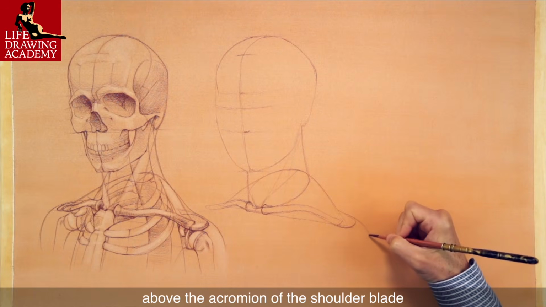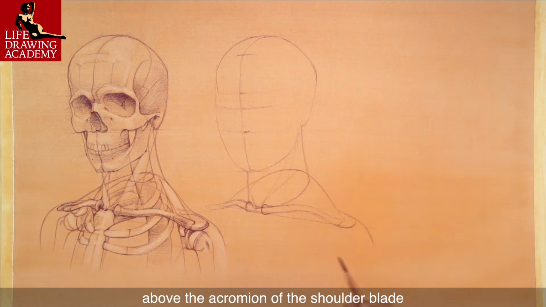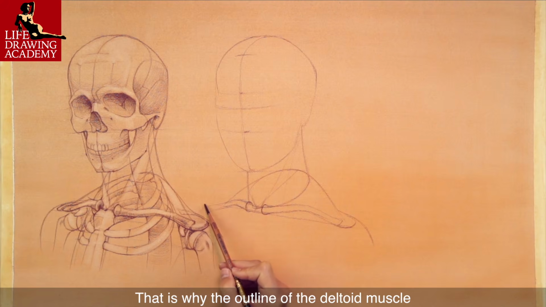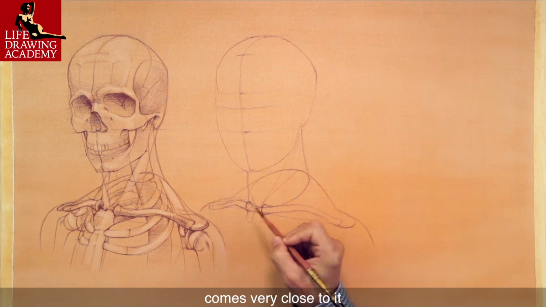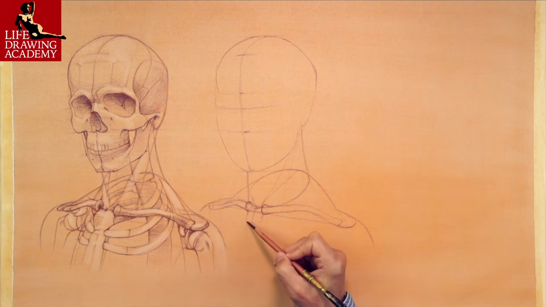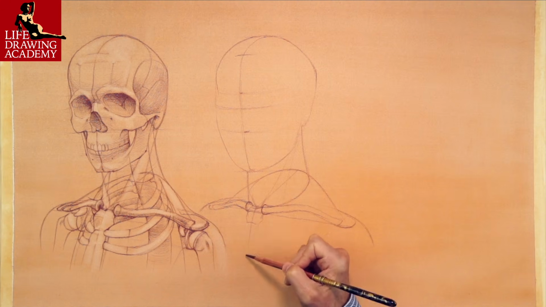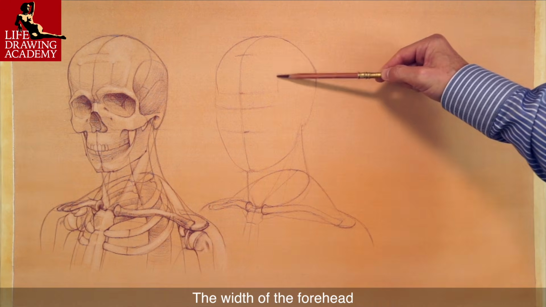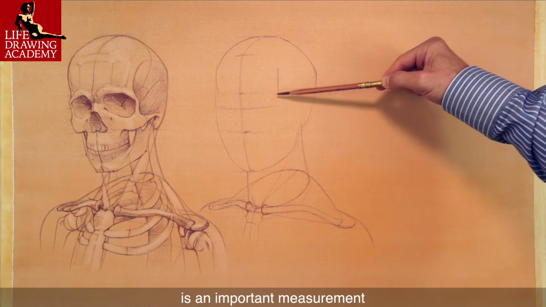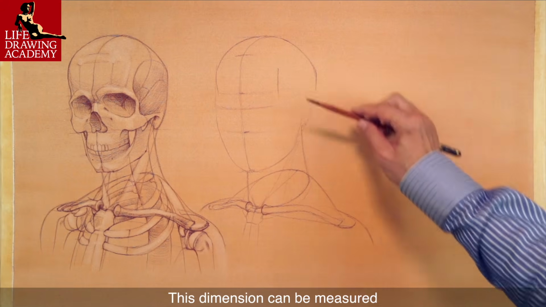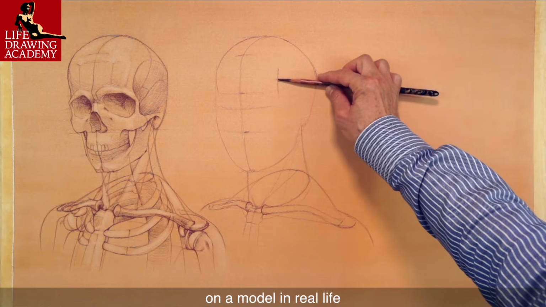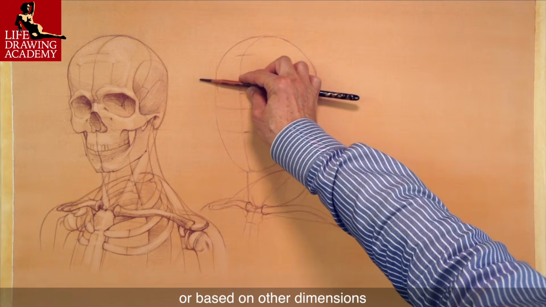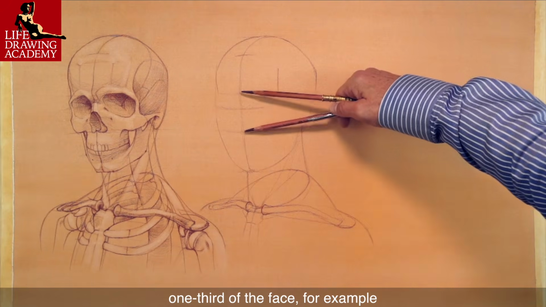There are no muscles above the acromion of the shoulder blade. That is why the outline of the deltoid muscle comes very close to it. The width of the forehead is an important measurement in portrait drawing. This dimension can be measured on a model in real life or based on other dimensions, 1/3 of the face, for example.